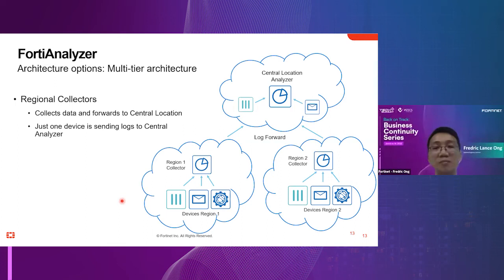If you have a big network with many data centers, many offices, and sites that need to forward the logs to a central log repository, you can deploy the FortiAnalyzer in a multi-tier architecture. Usually this is via an encrypted communication, like a VPN tunnel or a dedicated line going from site to site. It could be through the FortiGate as well to secure the log transmission. So it's a central FortiAnalyzer.